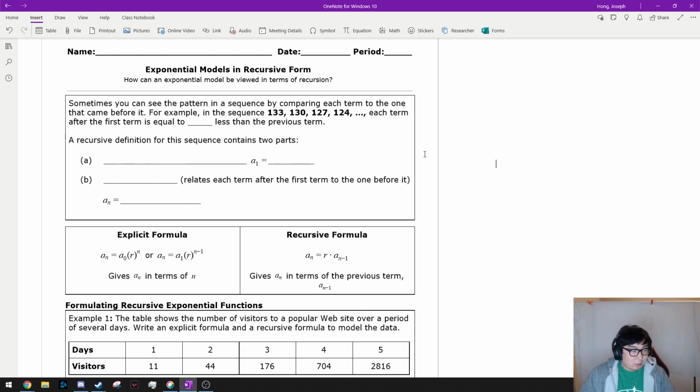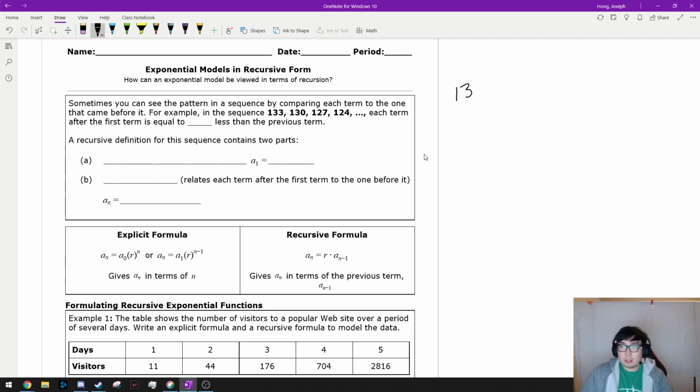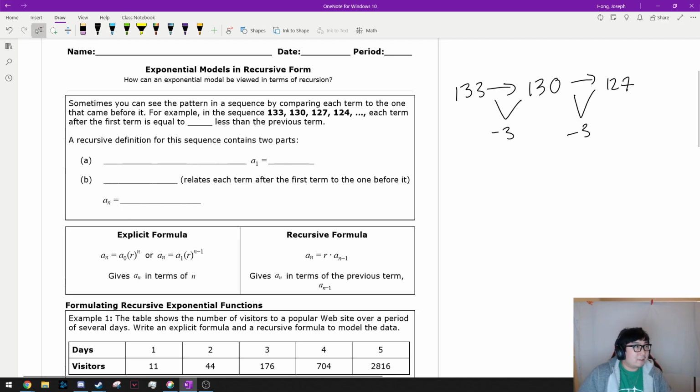So, for example, in the sequence 133, 130, 127, 124, each term after the first term is equal to, well, how do I get from 133 to 130? Well, all I did right here was subtract 3. And that pattern is still consistent, because 130 to 127 is still subtracted by 3. So we can conclude that each term is 3 less than the previous term.